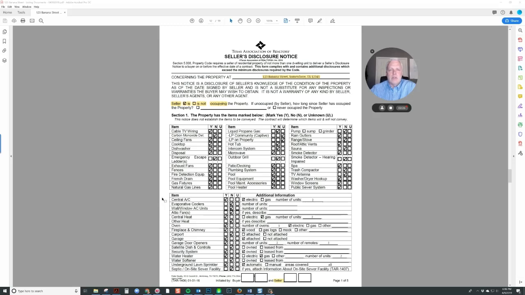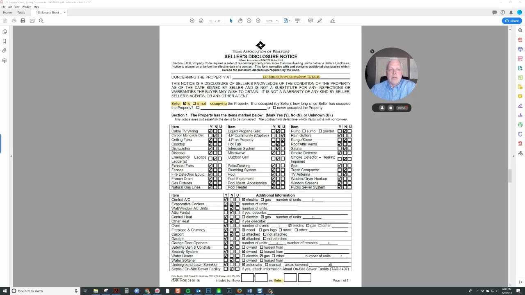This section is handled a little bit differently. It says, does the property have central AC? You would say yes, no, or unknown. So for this property, I would say yes. And then you have to say whether it's electric, gas, and then how many units. So for this property, it has electric AC, and it has 2 AC units outside. So you would do that going down all the way for each one of these and then go across.